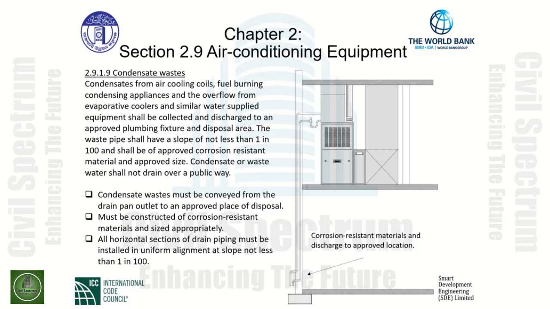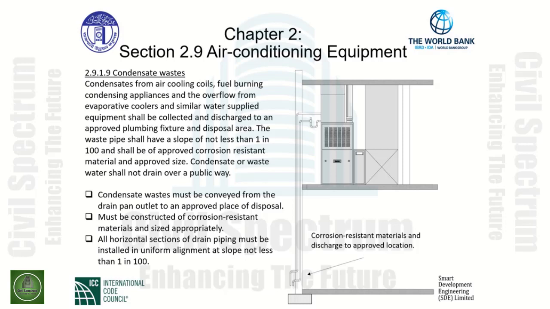The waste pipe shall have a slope of not less than 1 in 100 and shall be of approved corrosion-resistant material, an approved size. Condensate or wastewater shall not drain over a public way. Condensate waste must be conveyed from the drain pan outlet to an approved place of disposal. They must be constructed of corrosion-resistant materials and sized appropriately.